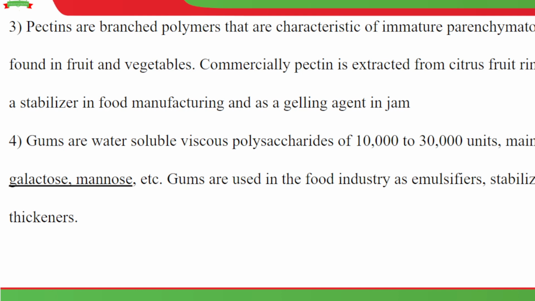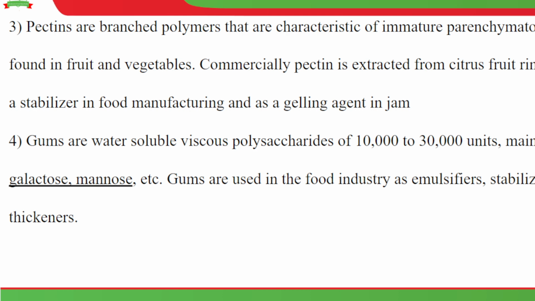When you cut a fruit or a vegetable and look deep inside it, they are immature parenchymatous tissue. Commercially, pectin is extracted from citrus fruit rinds and used as a stabilizer in food manufacturing and a gelling agent in jam.